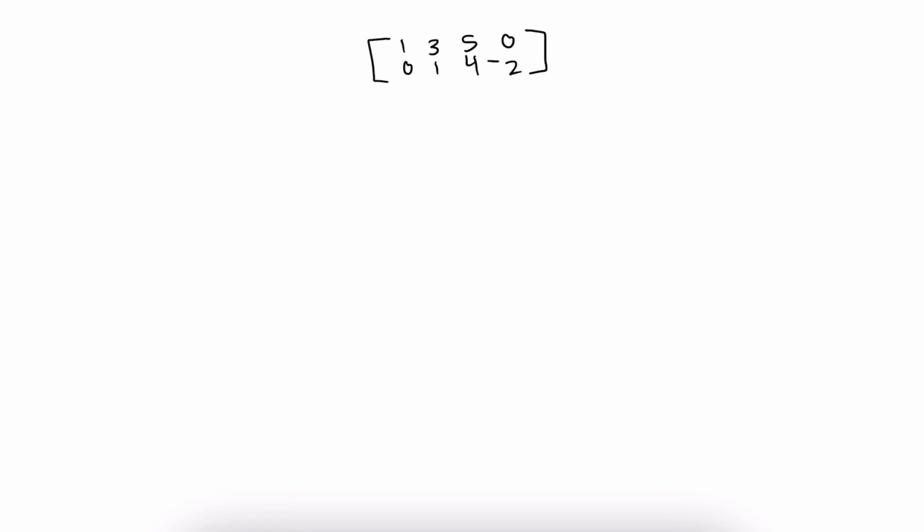Hey guys, welcome back to my channel, and today we're going to be finding an explicit description of the null space of A. And to do this, we're just going to list the vectors that span the entire null space.